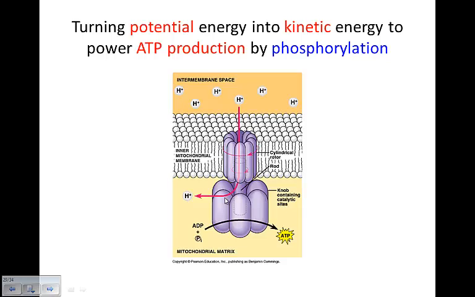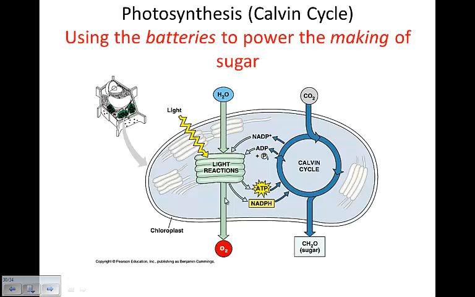And then lastly, we have ATP formed and NADPH formed. And that is going to be used to power the fixing of CO2, carbon dioxide, ultimately into the sugar of the Calvin cycle, which is glucose. There you have it. Light reactions at their best.